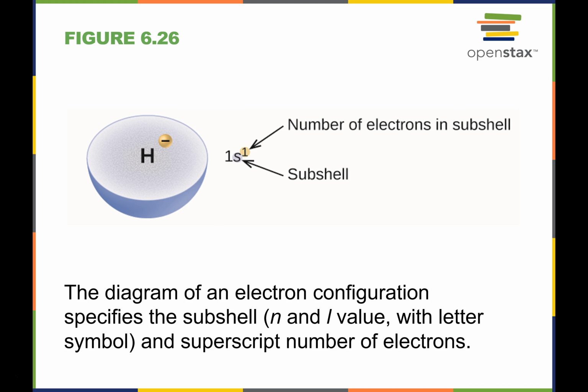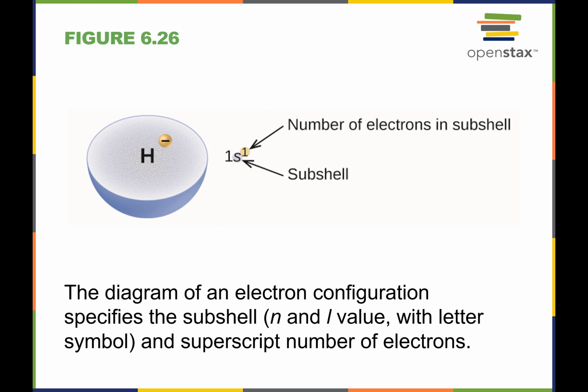Here's a figure from OpenStax showing you the hydrogen atom. You told me atomic number 1. If it's got one proton, it's atomic number 1, so to be neutral, it has 1 electron. What we do to show the 1 electron is we simply take the subshell and put a superscript 1 there. That 1 means 1 electron. So these 2 things mean the same thing.